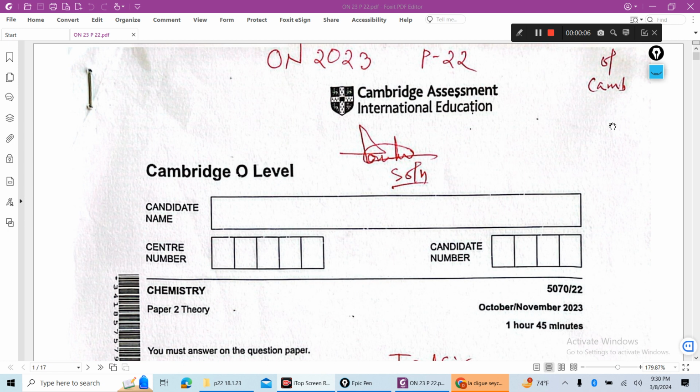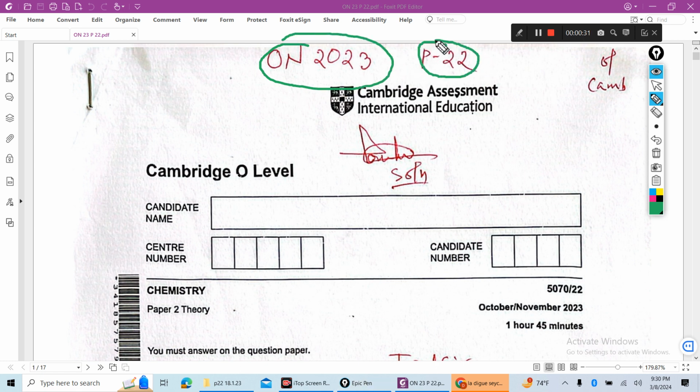Hello students, now I am going to discuss Cambridge O-level chemistry October-November 2023 paper 22, paper 2.